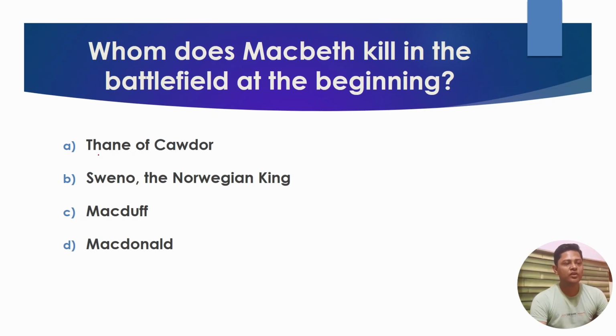The next question is, whom does Macbeth kill in the battlefield at the beginning? Thane of Cawdor, no. He was executed by the royal order. Sweno was also not killed, though he was defeated by Macbeth. So the correct answer is MacDonald. MacDonald was a Scottish nobleman.